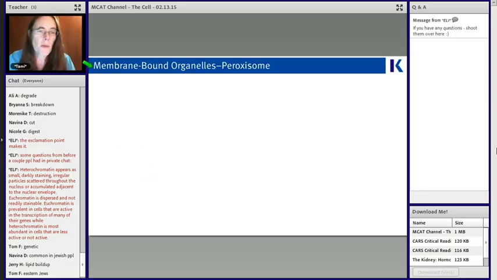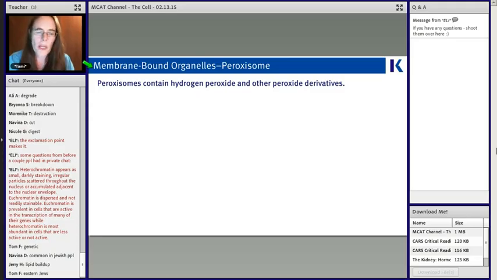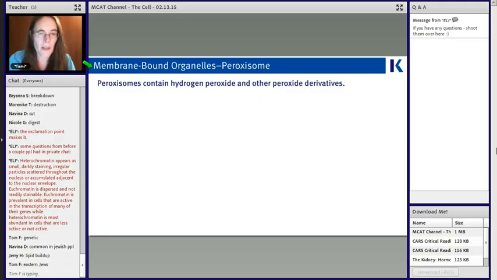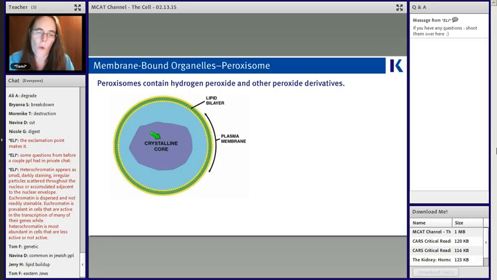Let's talk about another membrane-bound organelle. This one's easy, peroxisome. Peroxisome, by its name, means that it contains hydrogen peroxide or other peroxide derivatives. We know that peroxides can easily break things down, so again, we need to protect our cells from this. This is why we have that lipid bilayer, that membrane around it, and then we have this nice crystalline core in the middle.